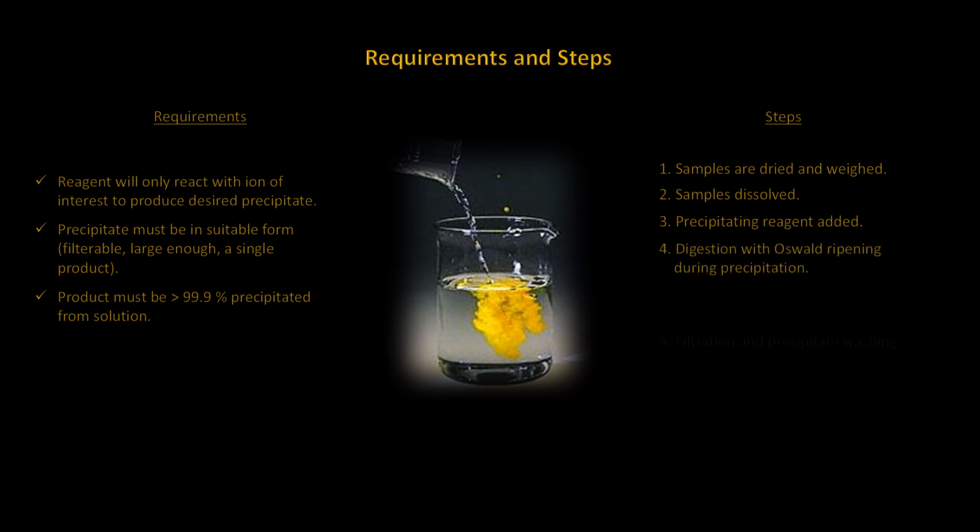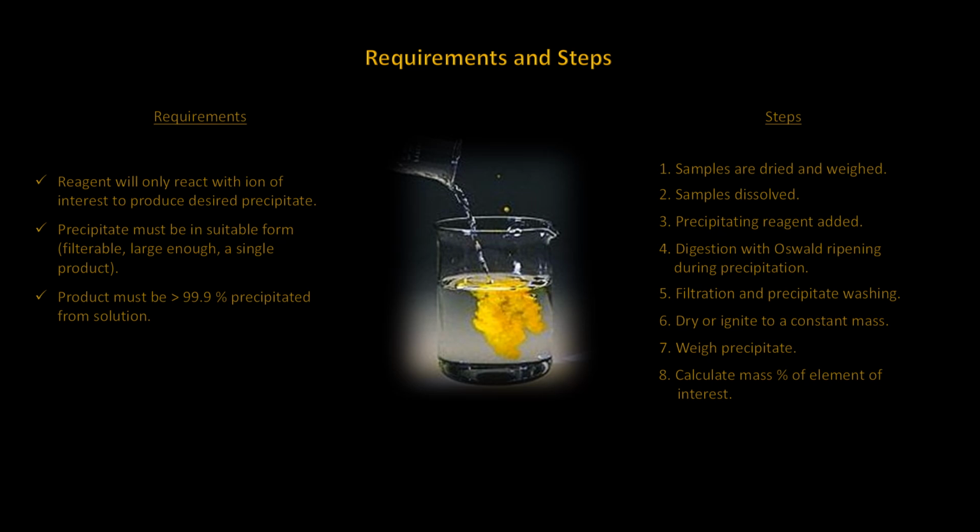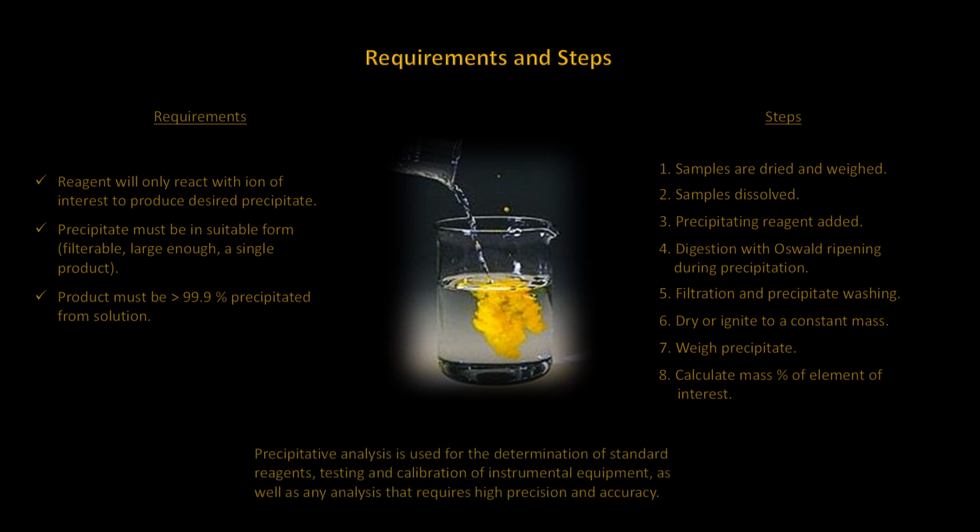The sample is then washed and decanted, or washed and filtered, then dried or ignited to a constant mass. Once cooled, usually in a desiccator, it is then weighed. The mass percent of the element of interest is then calculated from the sample's dry raw mass and the mass of the precipitate. In general, precipitative analysis is used to determine the true concentration of a standard reagent, the testing and calibration of instrumental equipment, as well as any other analysis that requires a high degree of accuracy and precision.